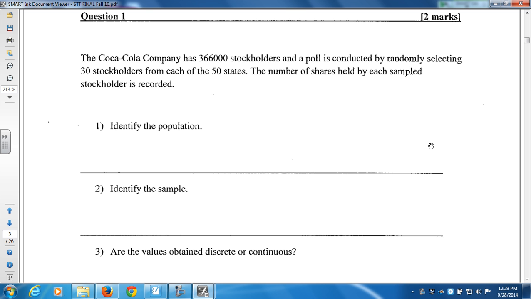The Coca-Cola company has 366,000 stockholders, and a poll is conducted by randomly selecting 30 stockholders from each of the 50 states. The number of shares held by each sampled stockholder is recorded. Did you understand anything from that? Usually no. So what do we do in this case? Just read it again. Okay. Just read one more time.